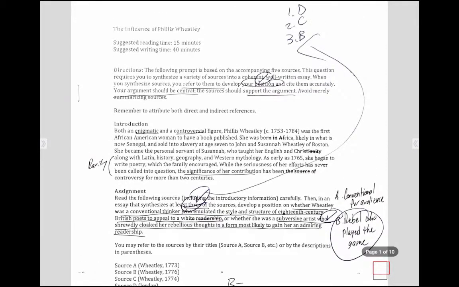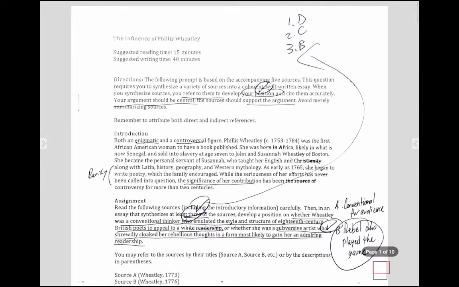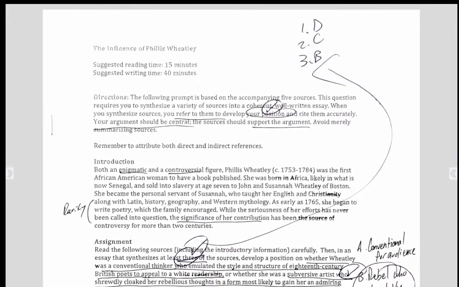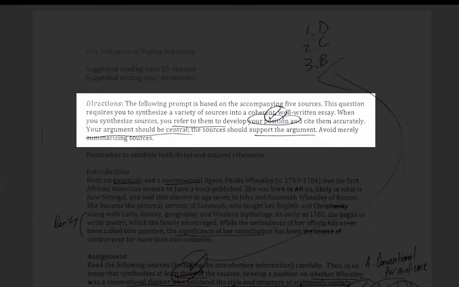On the front page here, you can see I annotated a lot more, so we'll go through and talk about what I did there. First thing, in the directions, I underlined some key ideas for myself. So this idea that I should be referring to the sources to support my position, to support my argument. I'm not summarizing them. That's an important idea.